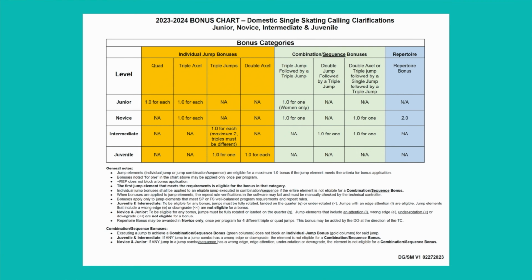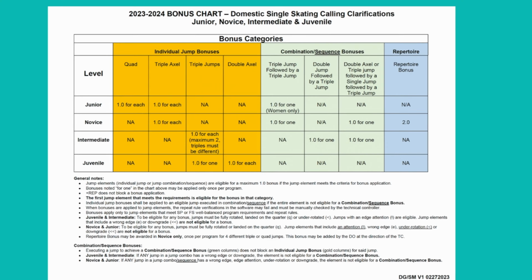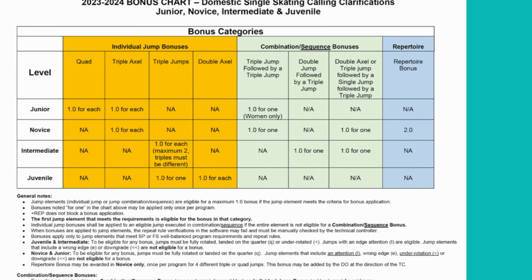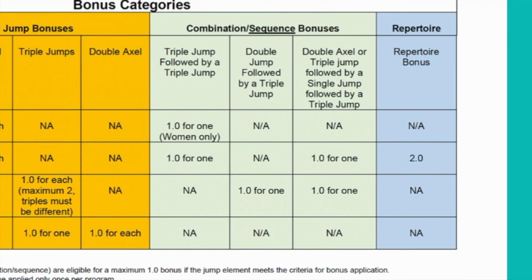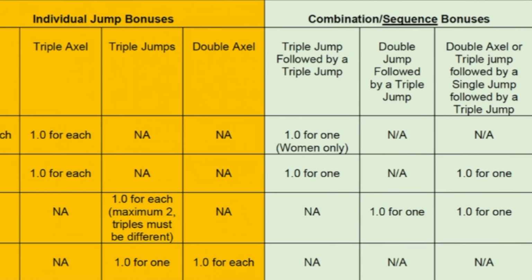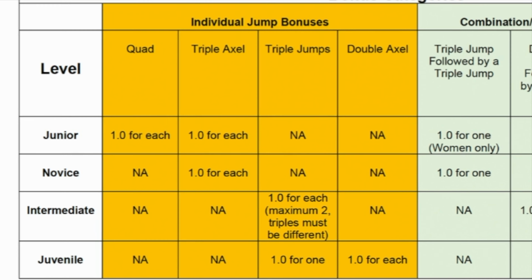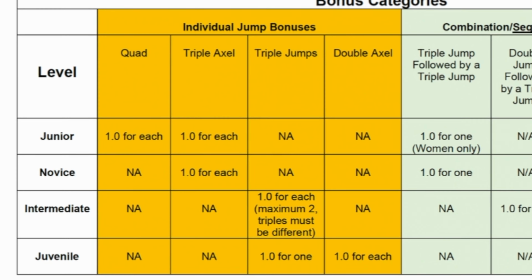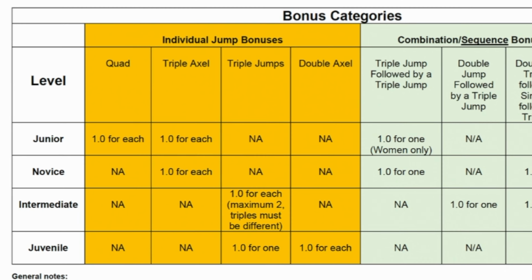There are some important notes here. In the green columns, that's for your combination sequence bonuses. Executing a jump to achieve a combination sequence bonus does not also block an individual jump bonus. Those are the gold columns for that same jump. For juvenile and intermediate, if any jump in a jump combo has a wrong edge or downgrade, the element is not eligible for the combination sequence bonus.